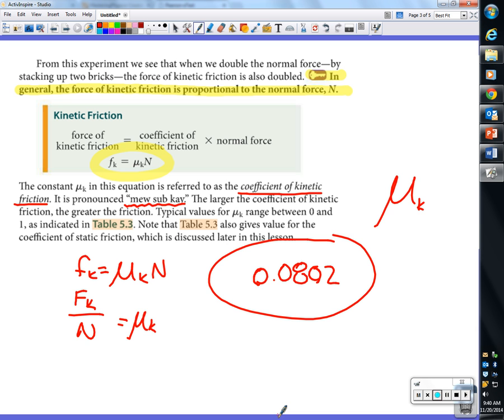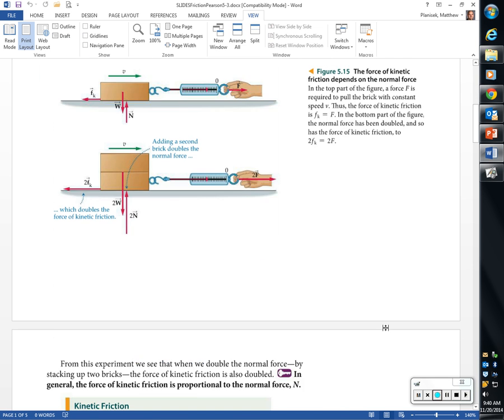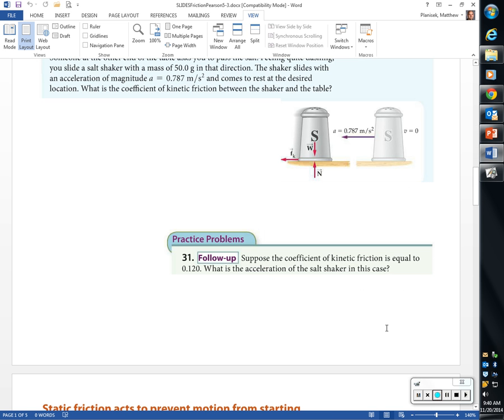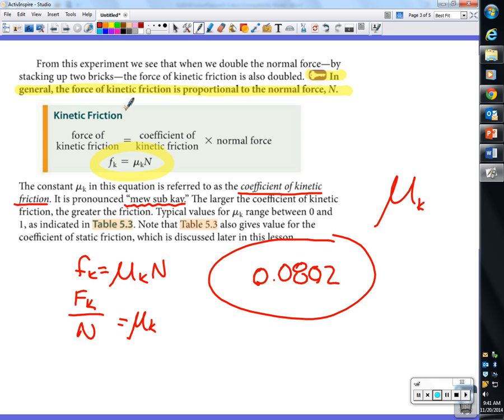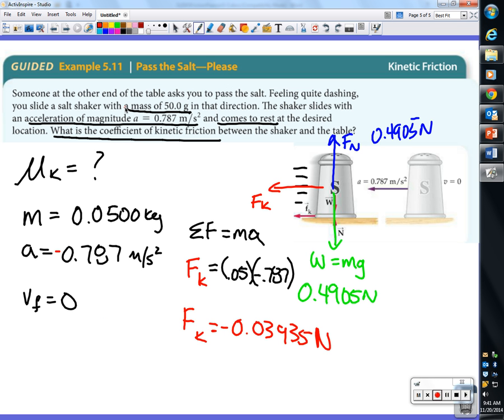Good there. Yep. I want to do one more thing. Down at the bottom of page 2, right underneath the problem that we just did, it says, follow up. Suppose the coefficient of friction is equal to 0.12. What is the acceleration of the salt shaker? So, let me go back here, right? You don't have to write anything down. You don't have to answer anything. Just let me talk.